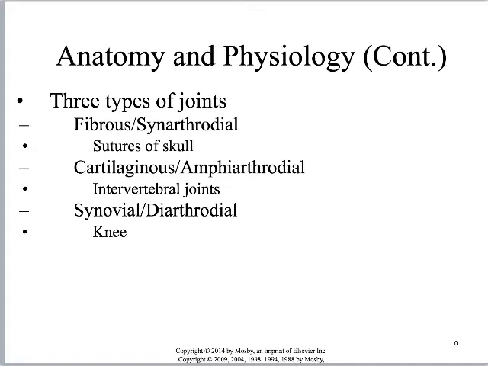Cartilaginous or amphiarthrodial means that it moves slightly but not that much, and an example of that is the intervertebral joint spaces. They don't move that much, and we wouldn't want them to move that much. And the synovial or diarthrodial, those do move. They're the movable joints like the knee. So fibrous, cartilaginous, synovial, or if we want to get fancy, synarthrodial, amphiarthrodial, or diarthrodial. Probably totally mispronouncing that.